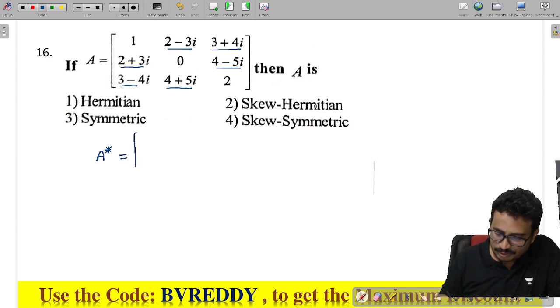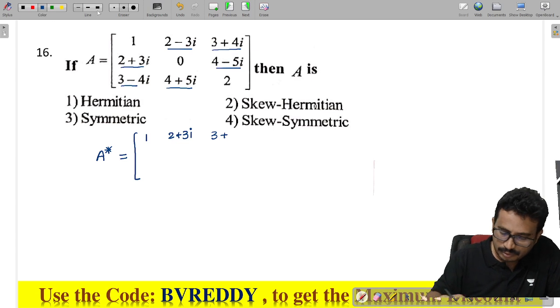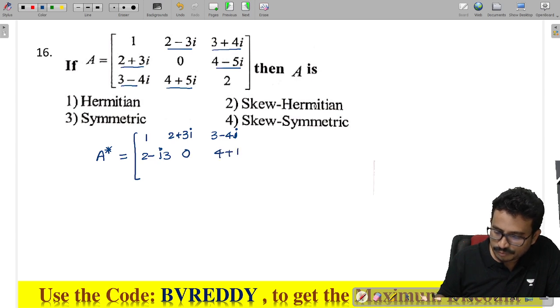what will I get, you tell me? The complex conjugate, so that is 1, 2 minus 3i, 3 minus 4i, 2 minus i3, 0, 4 plus i5, and 3 plus i4, 4 minus i5 and 2.